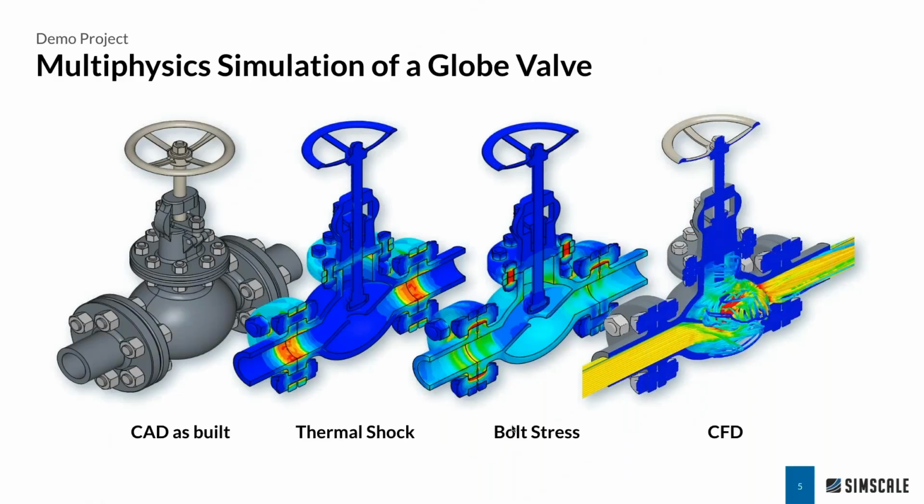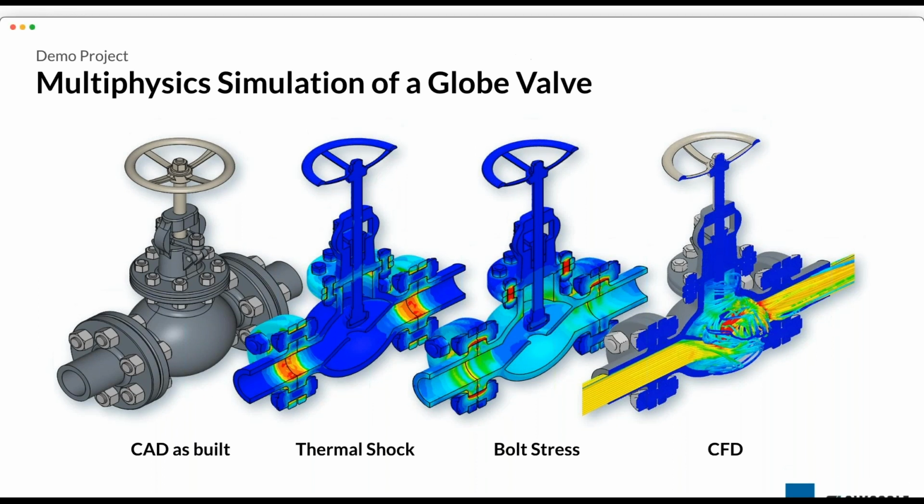Quick overview of the different types of analyses. We're going to look at the CAD model that we bring in directly and work through all these different analysis types, whether it's a thermal shock type of analysis, understanding the bolt stress on the structure of the globe valve, and of course the fluid flow CFD analysis. So let me go ahead and switch over to the SimScale platform.